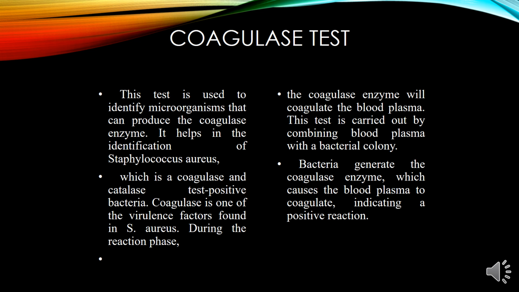So the coagulase test and catalase test help in differentiation of Staphylococcus aureus. Here Staphylococcus aureus is coagulase positive and catalase positive. Coagulase is also one of the most important virulence factors found in Staphylococcus aureus. During the reaction, the coagulase enzyme will coagulate the blood plasma, and this test is carried out by combining blood plasma with the bacterial colony. So the bacteria generate a coagulase enzyme which causes the blood plasma to coagulate, indicating a positive result.